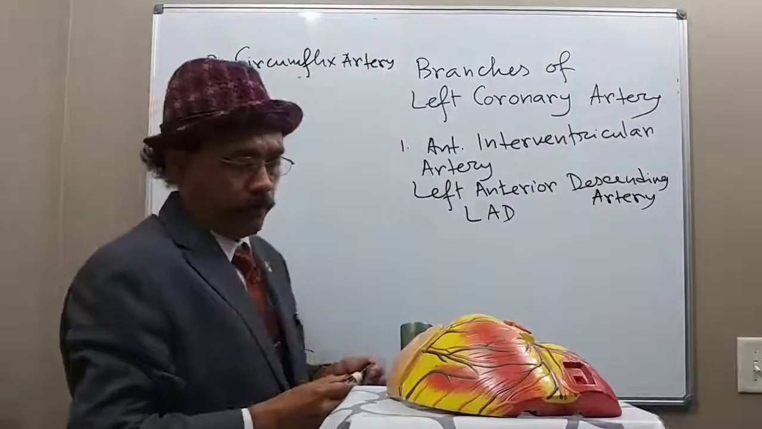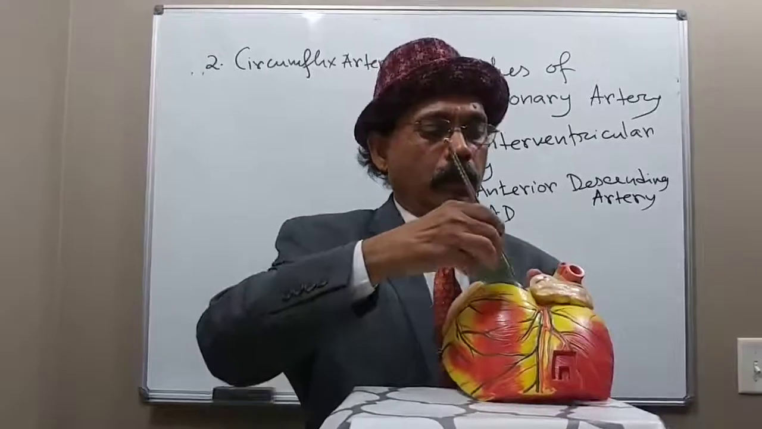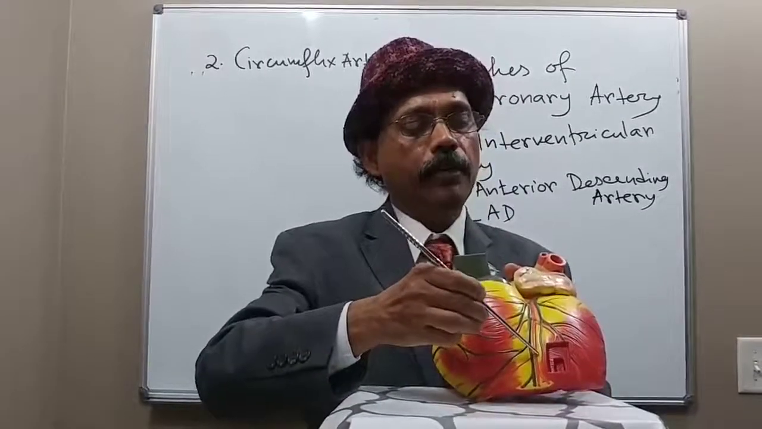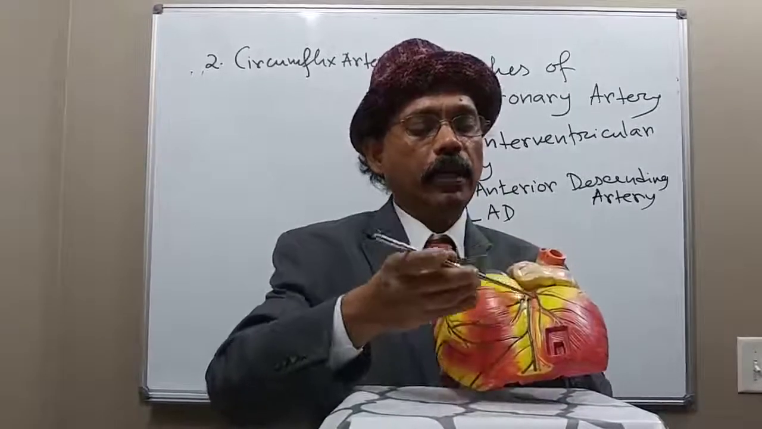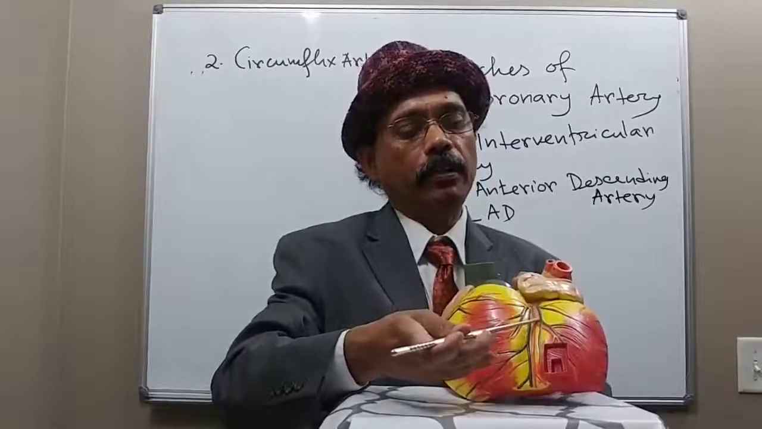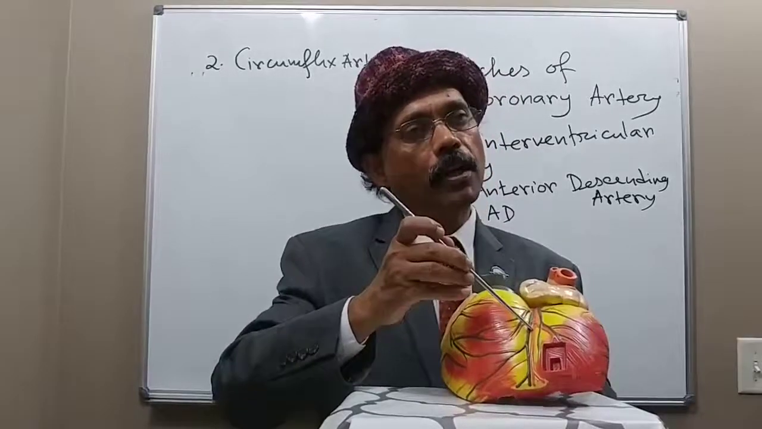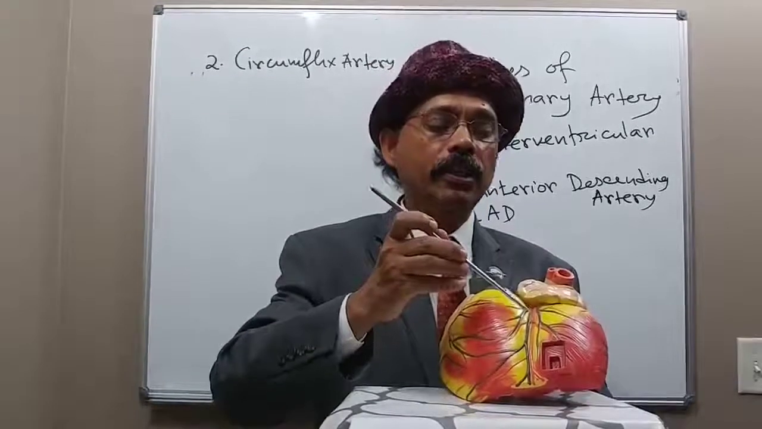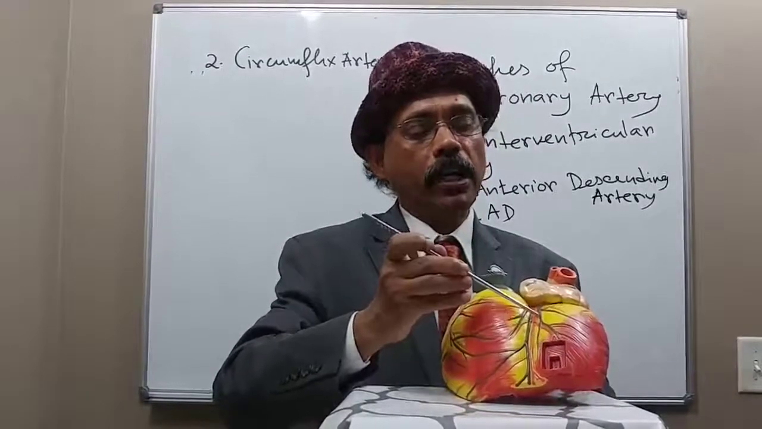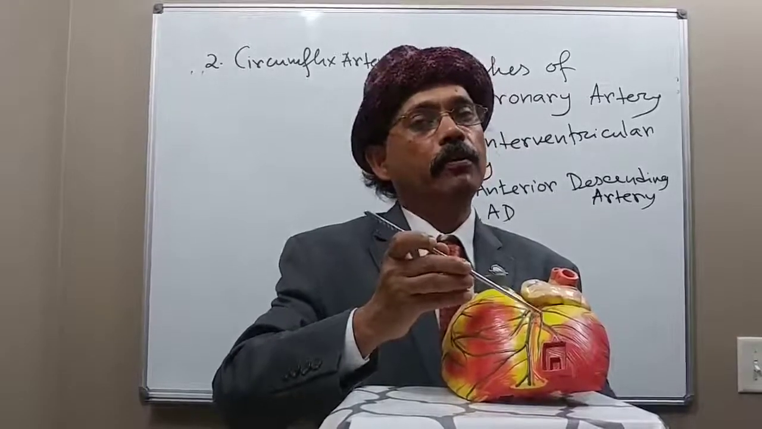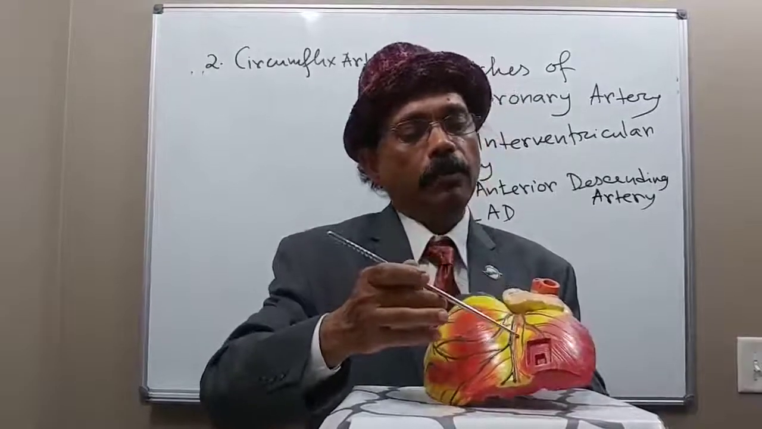Okay, so to identify them. This is the LAD or anterior interventricular artery. This artery is present in the anterior interventricular groove, and this artery is accompanied by the great cardiac vein. So what are the contents of the anterior interventricular groove? The LAD or anterior interventricular artery, or left anterior descending branch of the left coronary artery, and the great cardiac vein. Great cardiac vein is a tributary of what? It is a tributary of the coronary sinus.